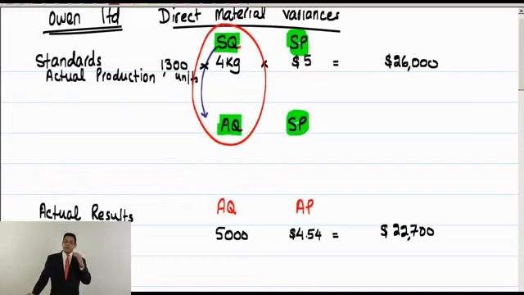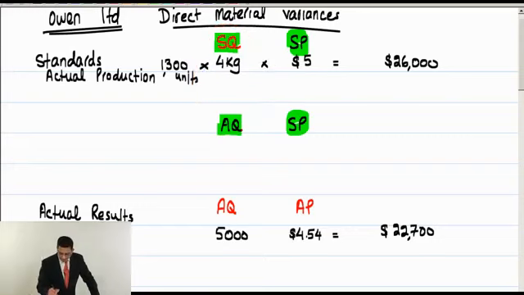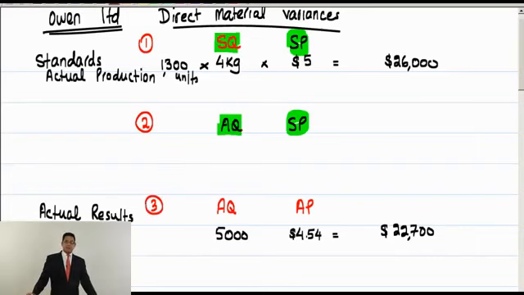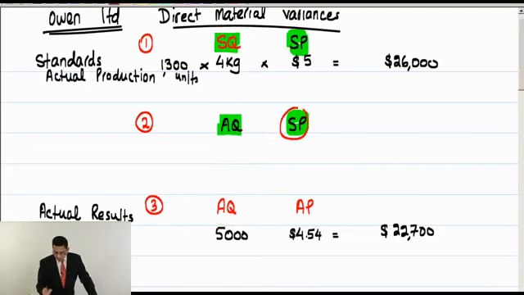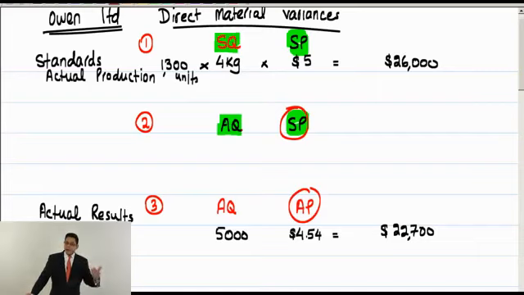Whereas if, for example, I define this as line number 1, this is line number 2, and this is line number 3. If you look at the gap between lines number 2 and 3, you would notice AQ and AQ are constants, meaning there is no variance between first AQ and second AQ. The difference lies on the right hand side, which is the comparison between standard price which we should have paid and actual price which we actually paid, and the difference is called the price variance.